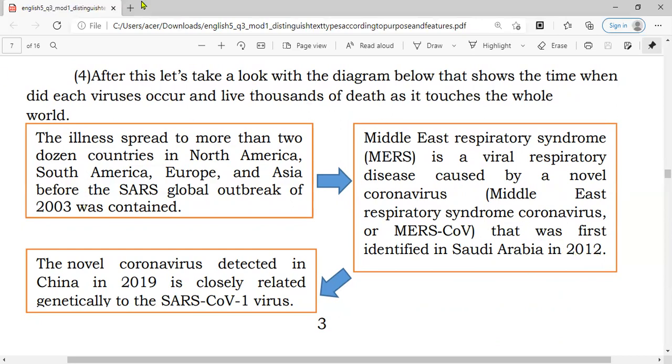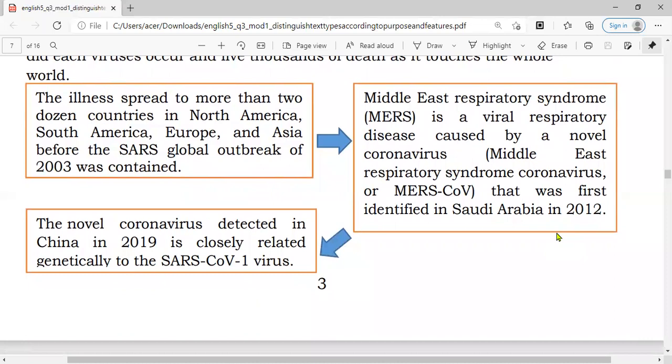So take a look at the evolution of these associated viruses. The last one, the novel coronavirus detected in China in 2019, is closely related genetically to the SARS-CoV-1 virus. Okay, so you have here the years mentioned: 2003, 2012, and the last one, 2019, almost two years ago since it's already 2021, where a novel coronavirus is detected.